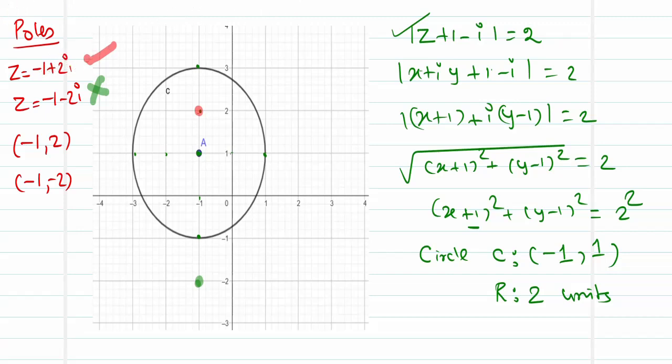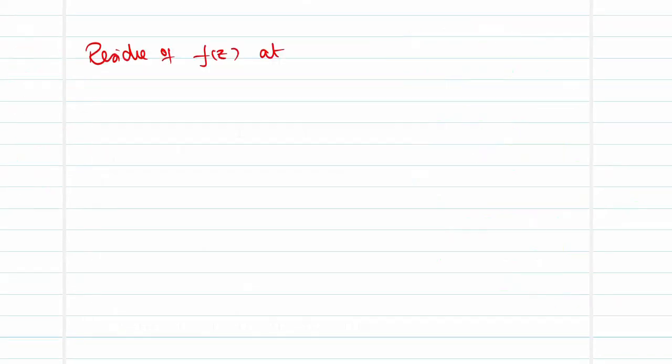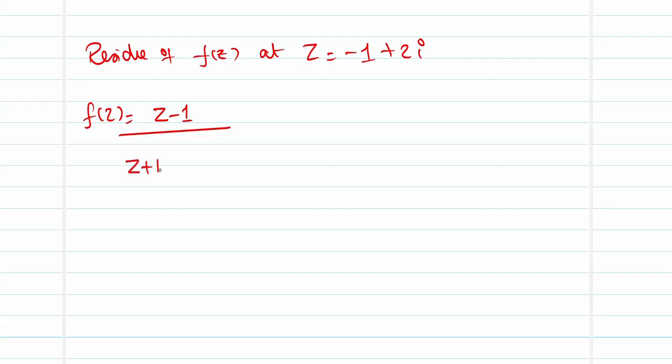So my next task is to estimate the residue of the function f of z at the point, what is going to be my point? Minus 1 plus 2i. z is equal to minus 1 plus 2i. So this is where I am going to estimate the residue. What is going to be my function f of z? My function f of z is z minus 1 divided by z plus 1 minus 2i times z plus 1 plus 2i.